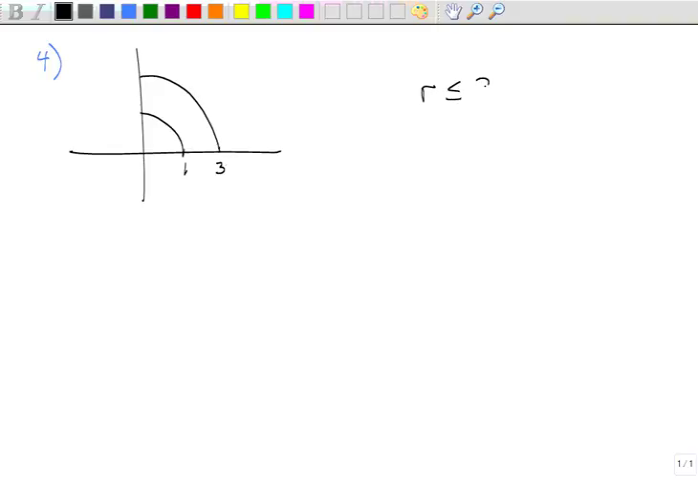Okay, now we'll look at some of the problems in 1604, starting with number 4. We just want to put this in polar coordinates. So it's a quarter of a circle between 1 and 3. So r, the radius, is between 1 and 3, and theta is in the first quadrant, so it has to be between pi over 2 and 0. So that's our region in polar coordinates.